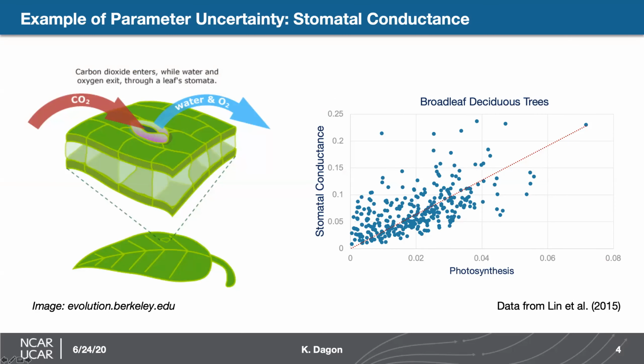So as an example of parameter uncertainty, we have this process of stomatal conductance. And basically what it is is the amount of opening of the stomata on the surface of the leaves. And this is important because the leaves need to take up carbon in order to photosynthesize, but they also lose water at the same time. So modeling this process is really important, and it has a lot of implications for carbon and water cycling. And the data that I'm showing here is plotting the relationship between stomatal conductance and photosynthesis. And we can extract from this data, for a particular plant type, a relationship between this process.